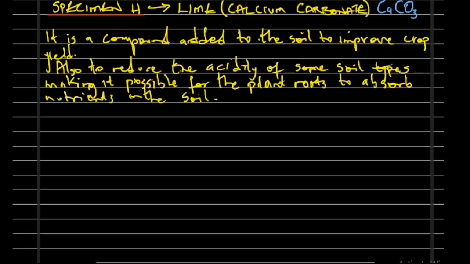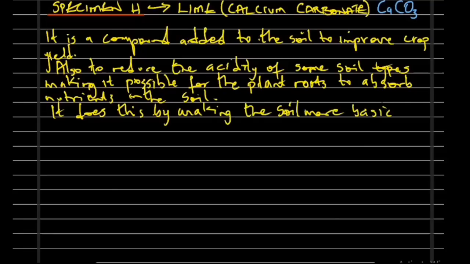It does this by making the soil more basic. So it makes it possible for the plant roots to absorb the nutrients by making the soil more basic instead of acidic. That is why we said it reduces the acidity of the soil. That is the function there, allowing the plants to absorb more nutrients.